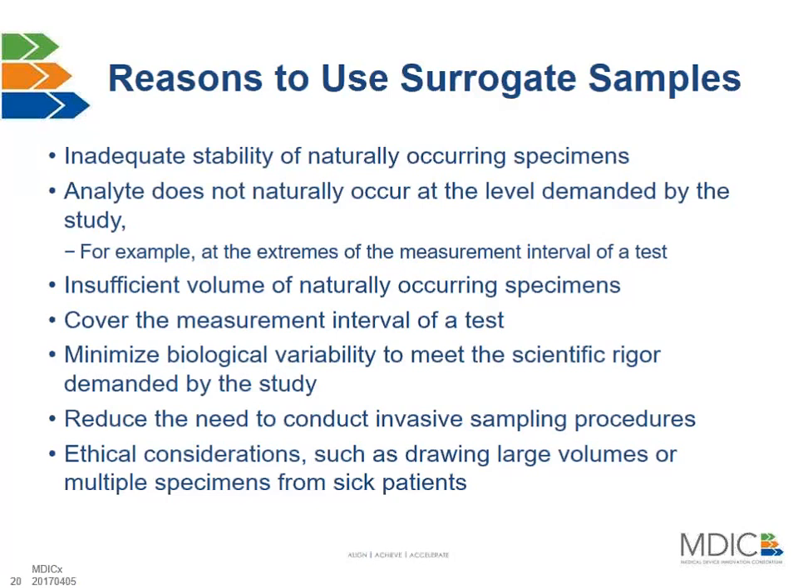Surrogate samples may also help simplify sample acquisition and characterization activities. And for certain types of studies, the study demands, the scientific demands, may require the use of specialized or prepared samples to meet different criteria, such as the need to have a large volume of sample or the need to address situations which are difficult to find in the general population. Next slide, please.